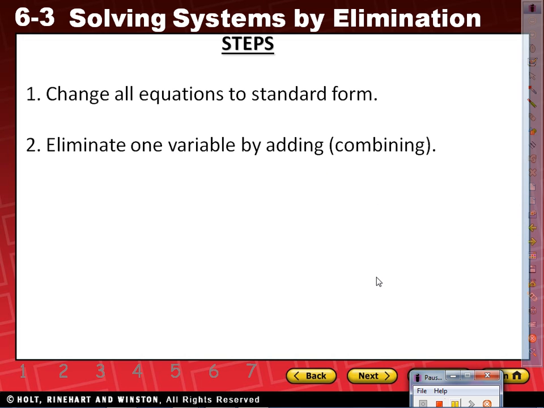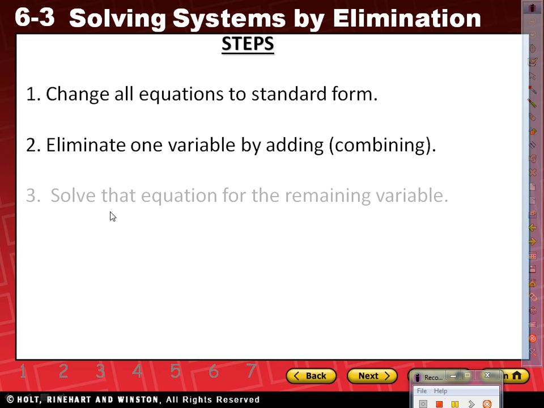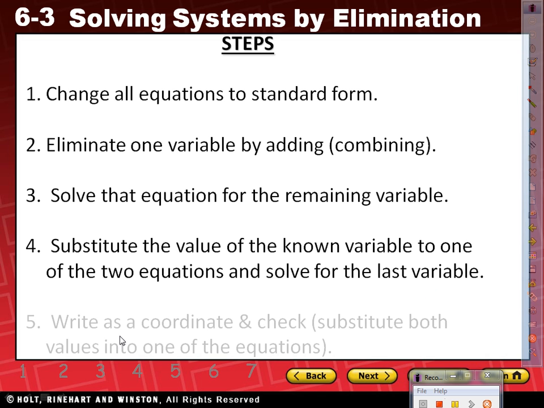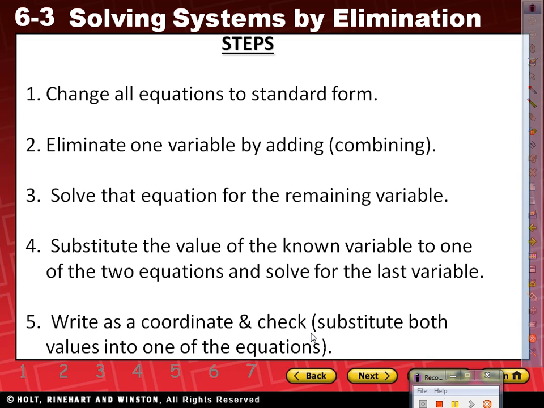Steps 3, 4, and 5 are the same as what we did for substitution. Check this out. Look at step 3. Step 3, we're going to solve that equation for the remaining variable. Remember that? Step 4, we're going to substitute that variable into the other equation and solve for the last variable. And number 5, write as a coordinate and check.